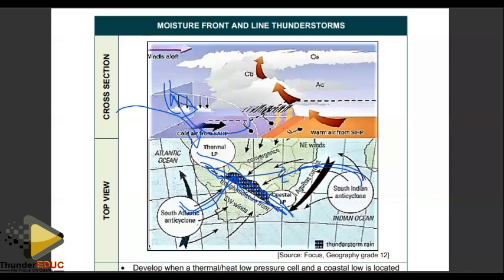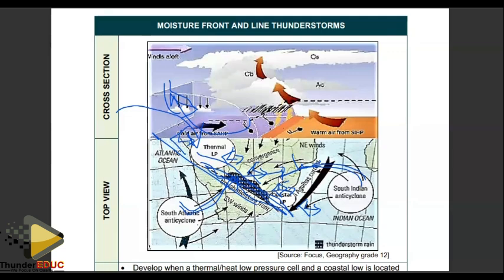Line thunderstorms are saying there will be a series of thunderstorms occurring along the moisture front. Usually it's indicated on the synoptic map, where you will see symbols like this in a line, indicating that we have typical thunderstorms occurring in a line. That is what we call line thunderstorms. They will be occurring in a line along the front.